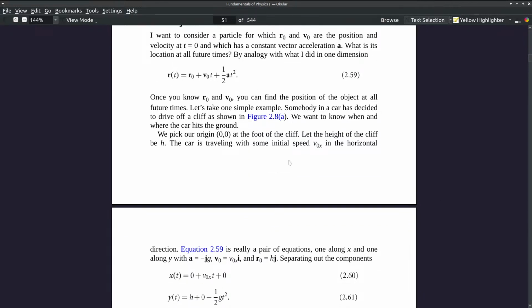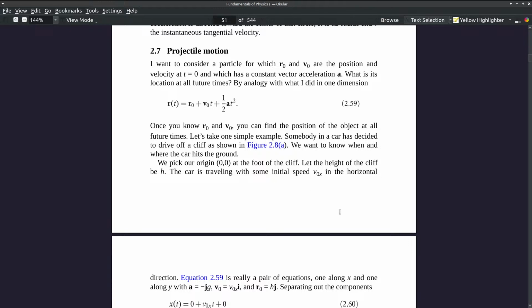Section 2.7, Projectile Motion. I want to consider a particle for which r0 and v0 are the position and velocity at t equals 0, and which has a constant vector acceleration a. What is its location at all future times? By analogy with what I did in one dimension, r(t) equals r0 plus v0 t plus 1/2 a t squared. Once you know r0 and v0, you can find the position of the object at all future times.